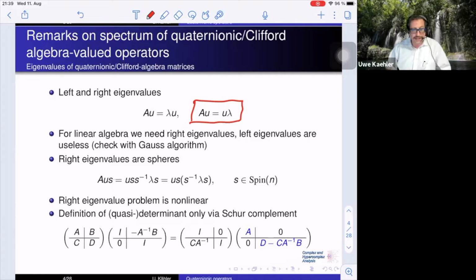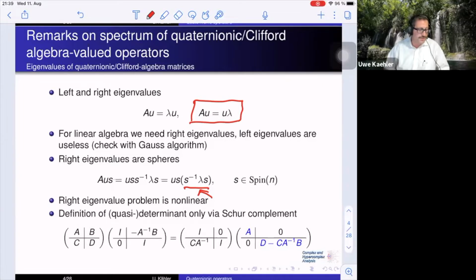If we have an eigenvalue and an eigenvector, then just by plugging in an element of the spin group, you immediately can see that all other values which are on a certain sphere, basically what you define here is nothing else than a sphere by a point, and then you rotate around. And that basically means that right eigenvalues are in fact spheres.